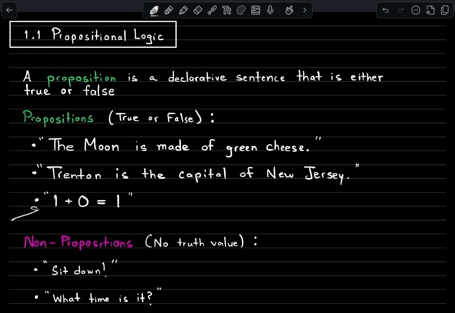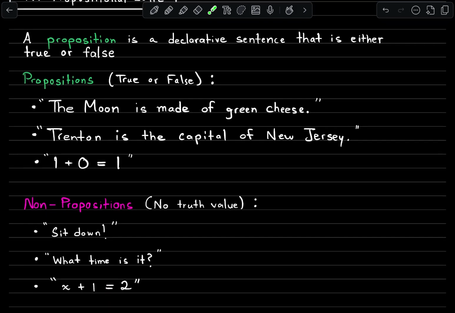And finally, 1 plus 0 is equal to 1. This is making a mathematical claim, but it's still a declarative statement, and it still counts as a proposition. And in this case, it's also true. Okay, so these are all propositions. Then you've got non-propositions. These are all sentences or questions or statements that are not making a claim about reality.